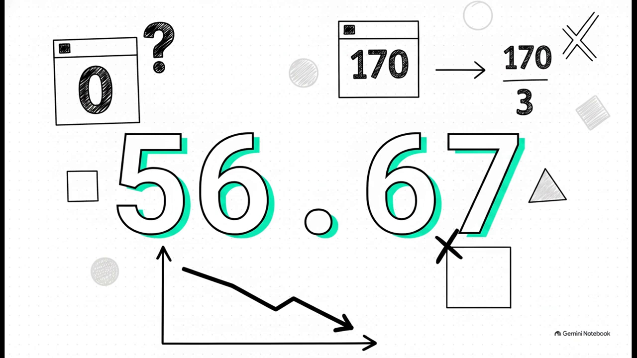The total is still 170, but because 0 is a recognized numeric value, Excel absolutely includes it in the calculation. It's now dividing 170 by 3 instead of 2. So knowing when to leave a cell blank versus when to enter a 0 is absolutely vital for keeping your data accurate.